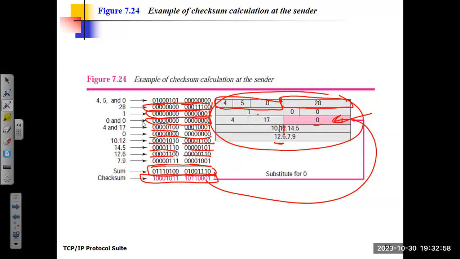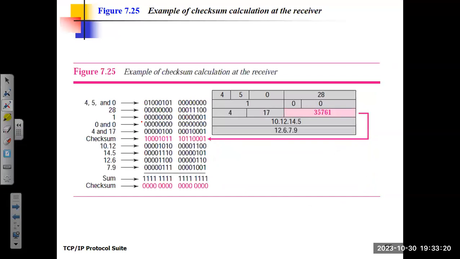Then you send it out. Now at the destination, you have to calculate the checksum again. And if the checksum equals 0, that means there is no error. Nothing changed. If it's not 0, that means there is an error. So how do you do that at the destination? Okay, you do the same thing. You put them in the same sequence. And here you will add the checksum they received. All right? Then you will add them.